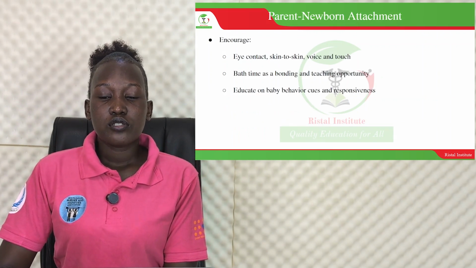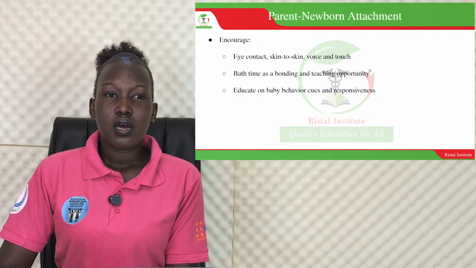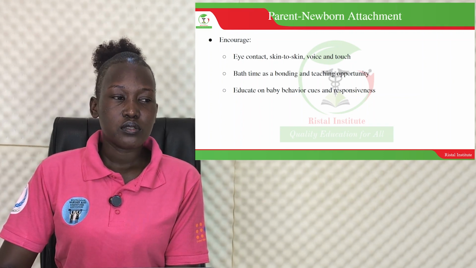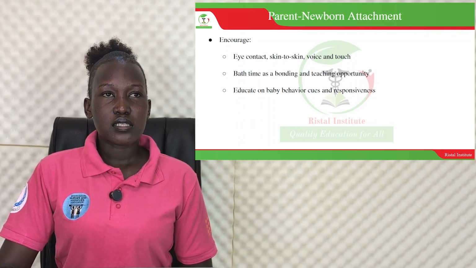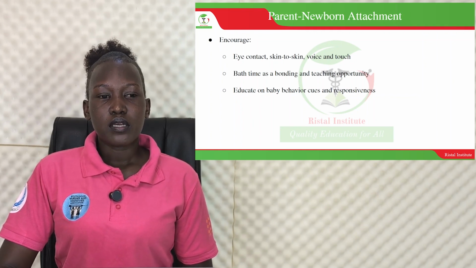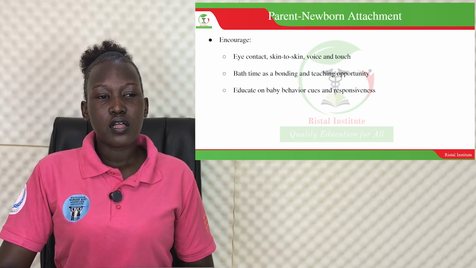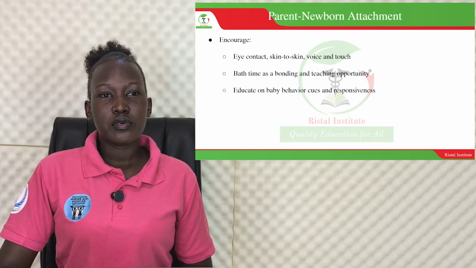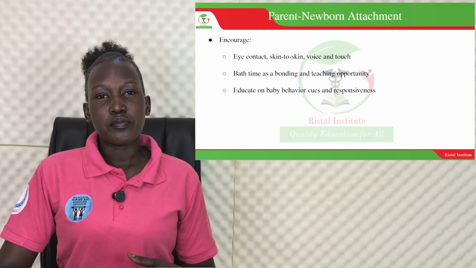Then parent-newborn attachment. It is very, very important that we put the baby on the mother when you're delivering. The last step of second stage is lateral flexion. Now when we are in the lateral flexion, people will put cloth on the mother's abdomen. Then they put the baby on it.